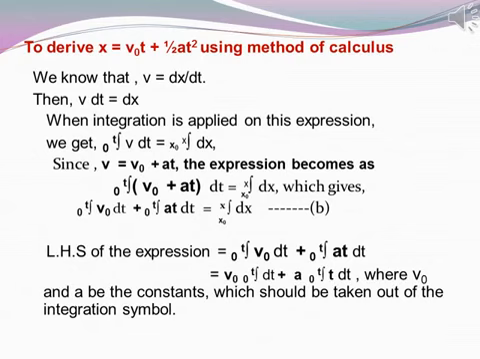Here we have to consider the LHS of the expression, which is integration from 0 to t of v0 dt plus integration from 0 to t of at dt, which is equal to v0 times integration from 0 to t of dt plus a times integration from 0 to t of t dt, where v0 and a are constants, so we should take this constant out of the integration symbol.